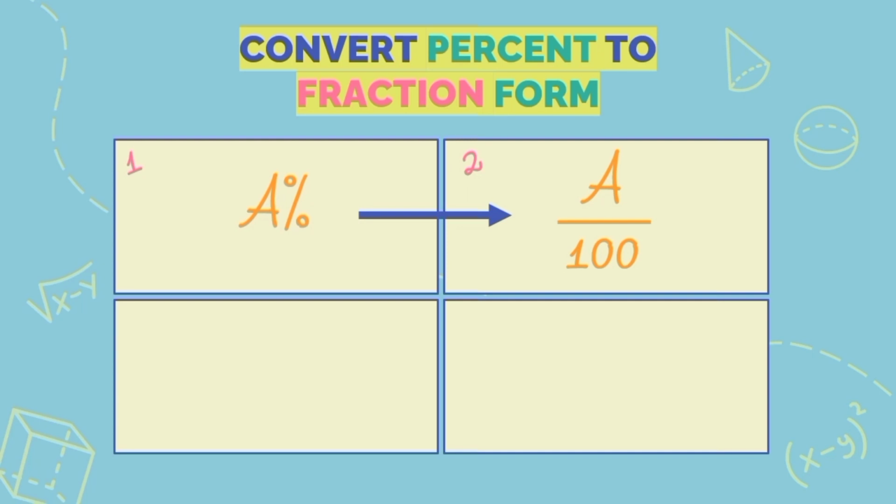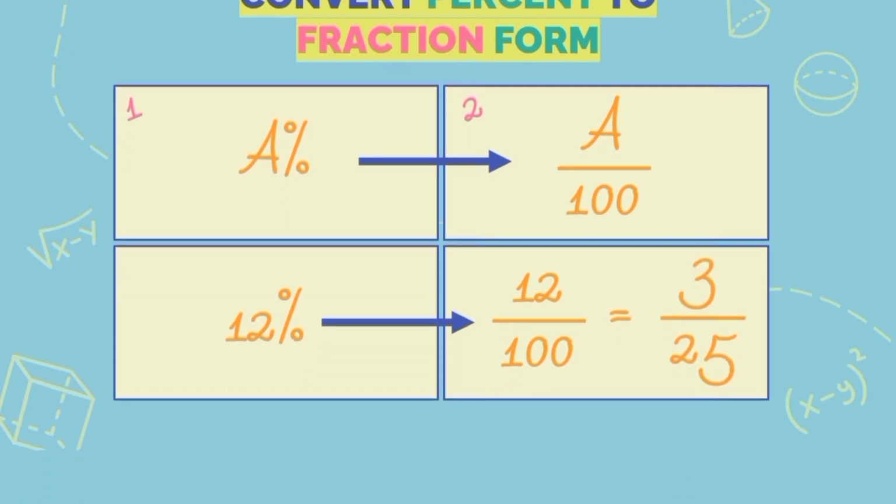Previously, the land that will be planted with cassava is 12% of the total land area. First, convert this 12% into fractional form. Based on the general formula, which is a over 100, we get the fraction 12 over 100. To make it simpler, we divide the numerator and denominator by the number 4, so it becomes 3 over 25.